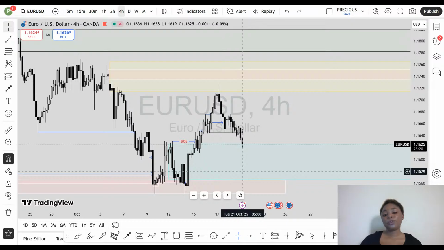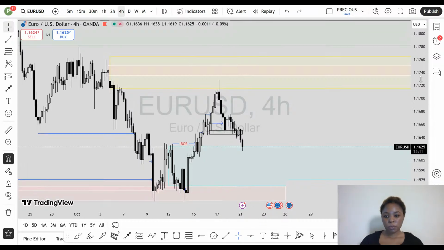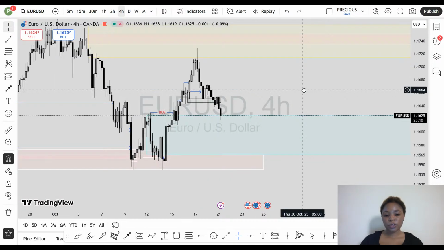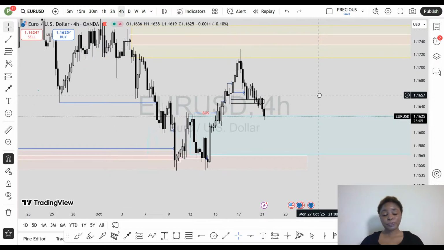So how do you enter from the lower time frame? We are already here on the higher time frame. Here is our support level here. But we need to look for entry on the lower time frame. So we'll go to 1 hour, 15 minutes to look for an entry.